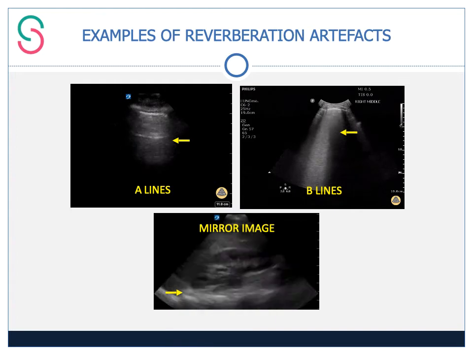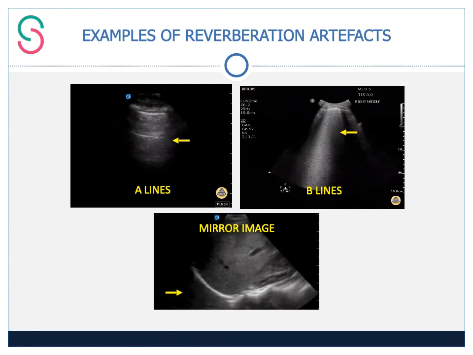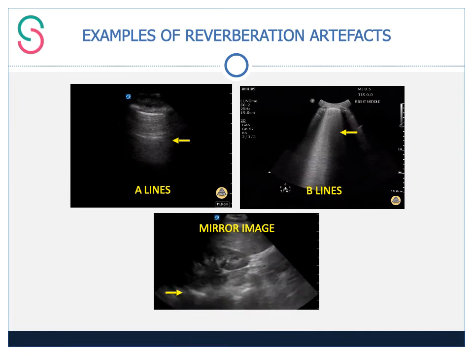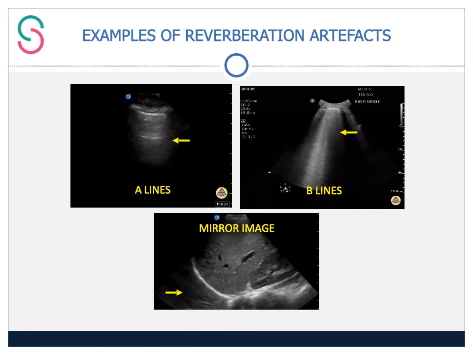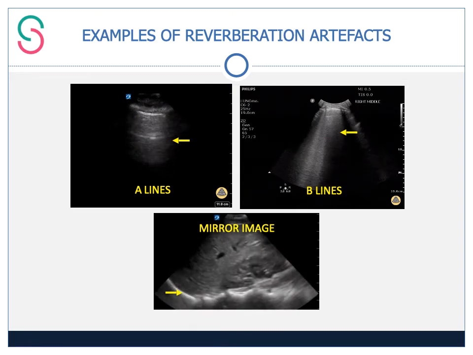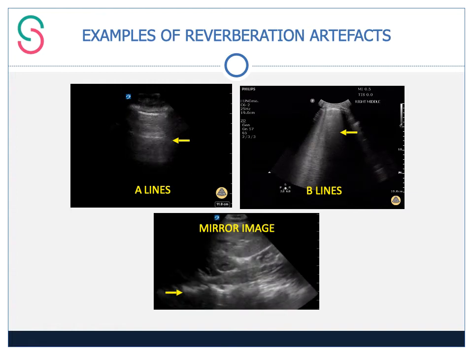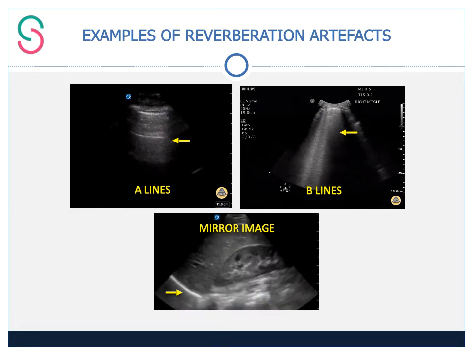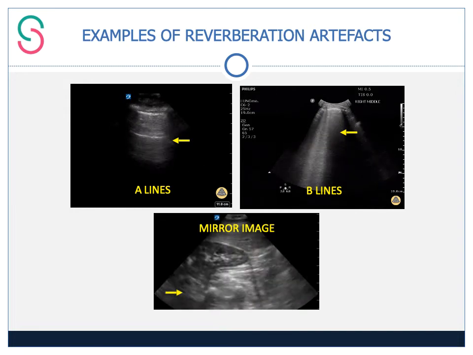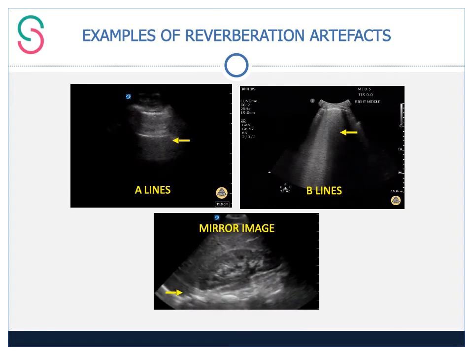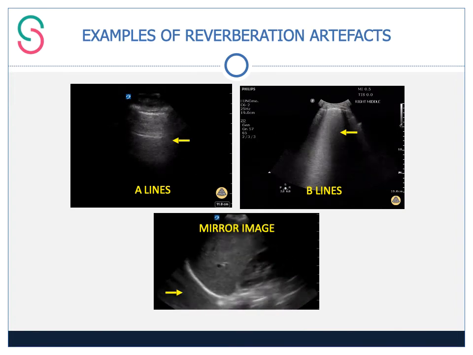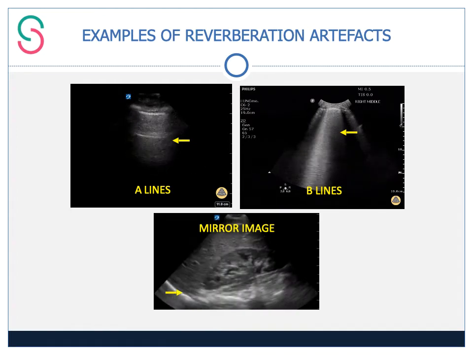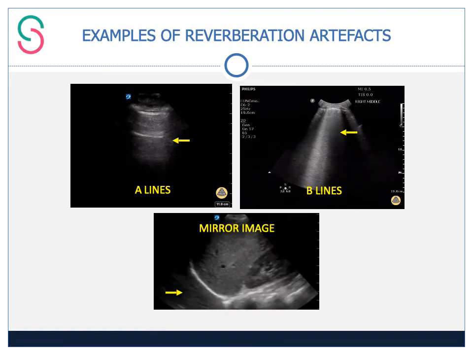The next very common, very important reverberation artifact to be aware of are the B lines. And these are artifacts caused by reverberation between the interlobular septi and the transducer, and generate these hyperechoic lines that move with the pleural line and extend from the pleural line to the bottom of the screen in a sort of laser type pattern, or rays of sunshine type pattern. And these are a very important artifact, which we'll see in the next few slides of lung pathology.